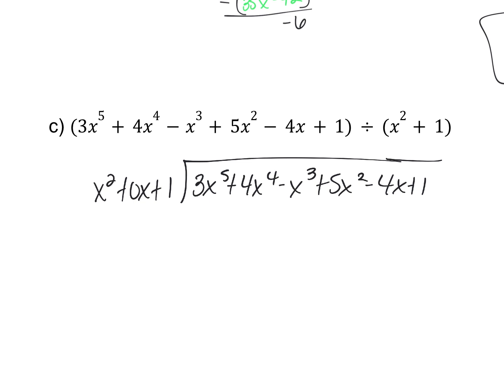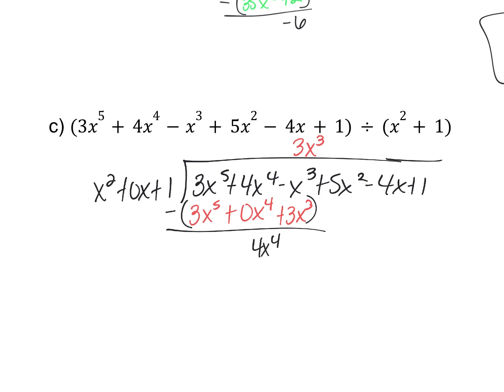All right, so x squared times what gives you 3x to the 5th? That would be 3x to the 3rd. Multiply it back. 3x to the 5th plus 0x to the 4th. I know it's a 0, it's fine. Plus 3x to the 3rd. Okay, now let's subtract. So those fifths cancel. Then we have 4x to the 4th. And then remember we're subtracting, so this ends up being negative 4x cubed. Drop down your x squared.